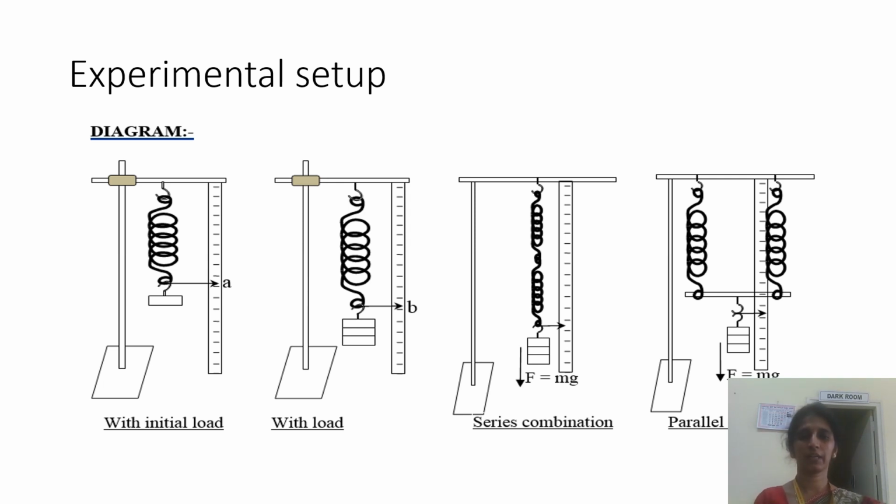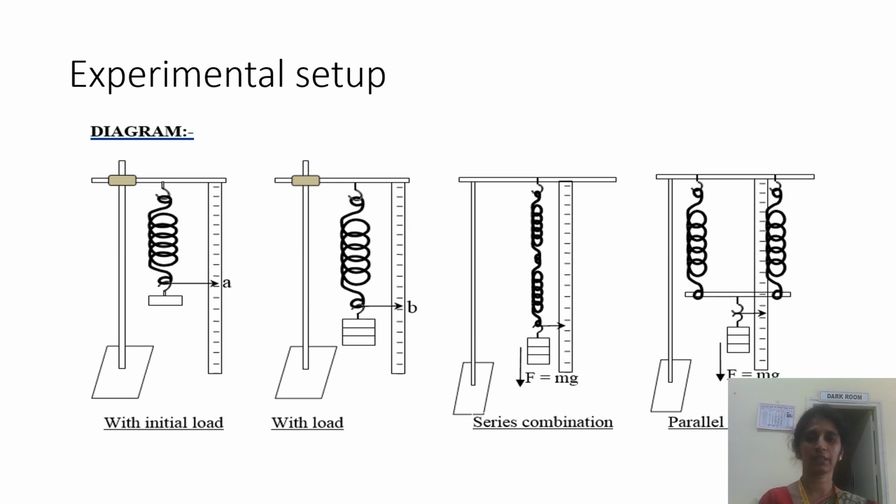So you have a stand, or you can say rigid support, and the scale is there, and you can see the spring and weights. You can see here A with some load. This is the initial load, or a dead load reading, and I represent it by A. Along with the initial load, some load is applied. That reading I designate as B. This is for individual springs.